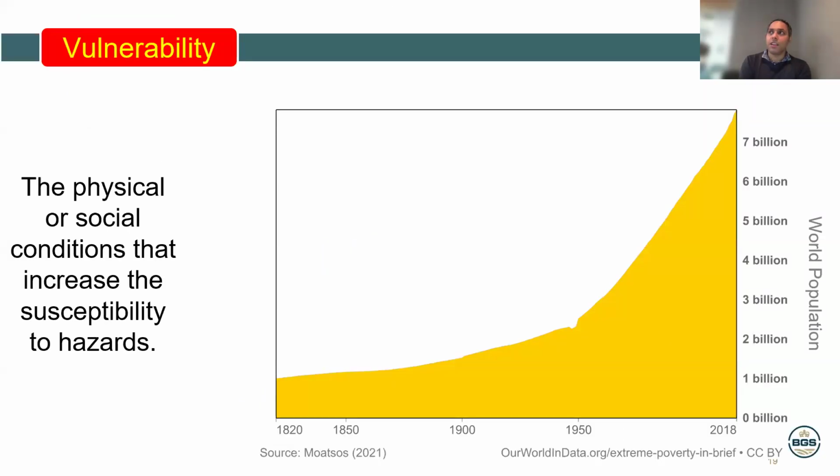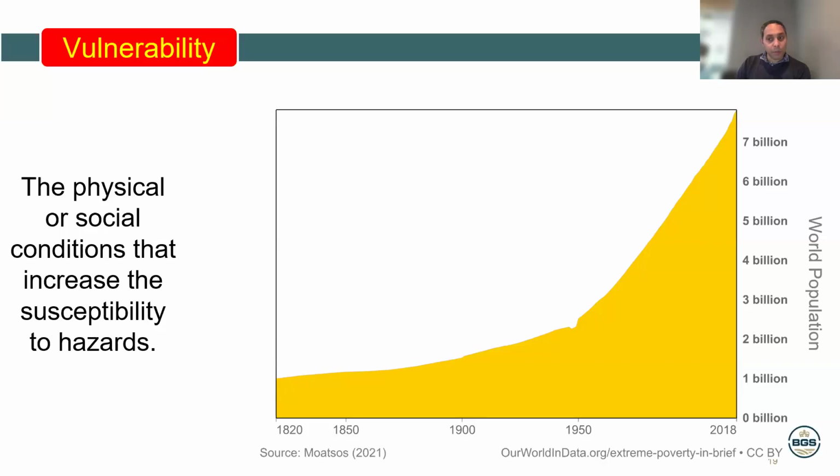So that's exposure. Vulnerability is the second horseman. This is defined as the physical or social conditions that increase the susceptibility to hazards. And this is again a horseman of two parts: a social and physical vulnerability. Let's look at this graph first. This is my favorite graph of all time, and I wish everyone knew it. And I'll go through it step by step.